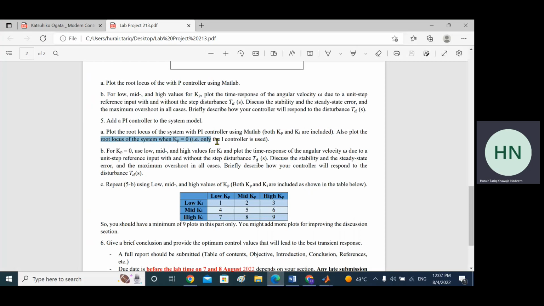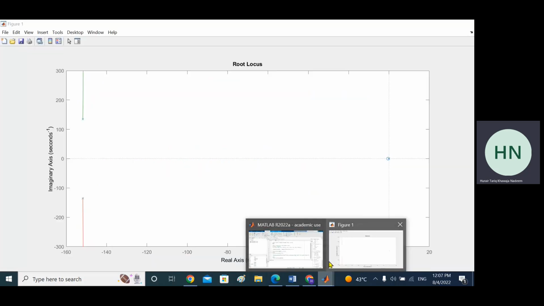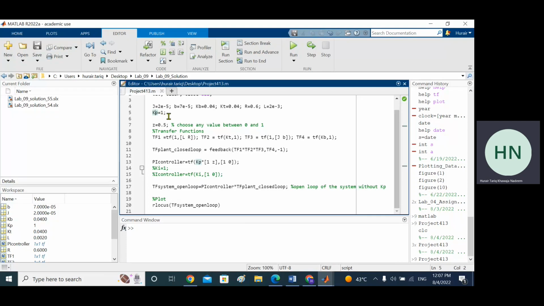Now the next one is to also plot the root locus of the system when KP is equal to 0. Okay, so only the I controller is used. So this means you are not going to consider KP now. So you will take KP equal to 0. Do not put KP 0 over there.